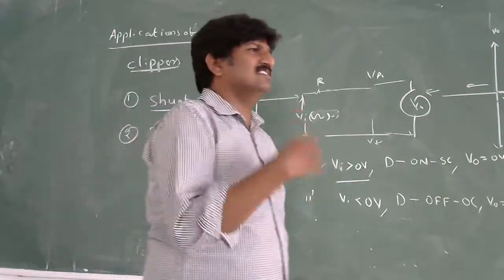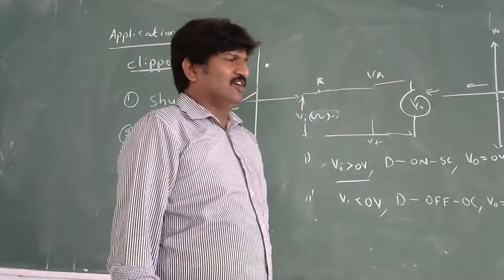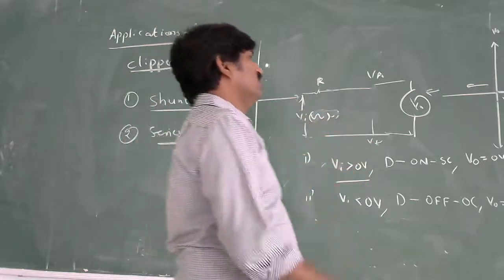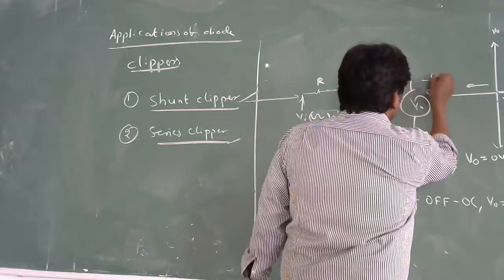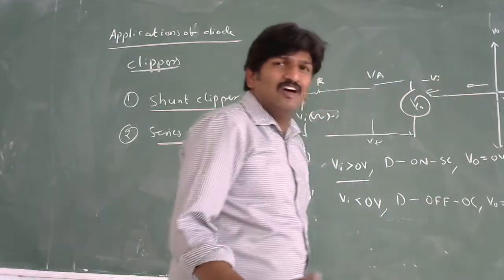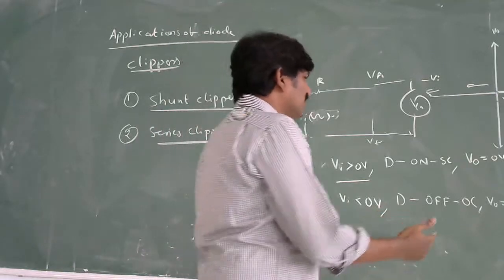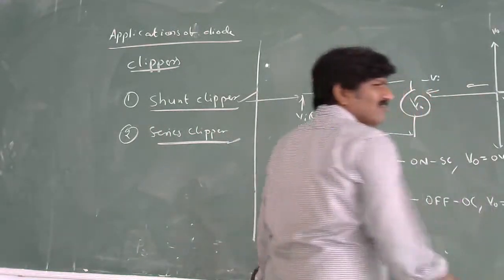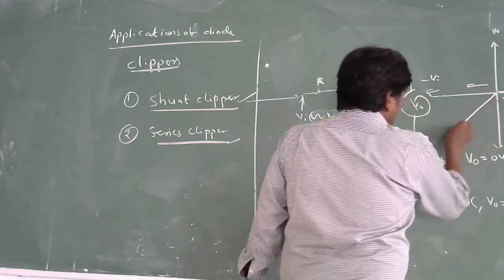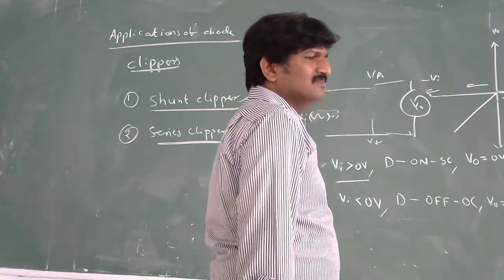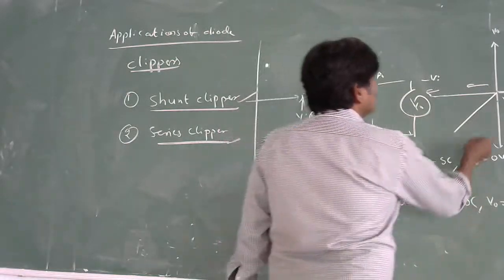What is less than 0? Minus 1, minus 2, minus 3, minus 4, something like that. So it is a negative coordinate system. So Vi is a negative voltage. What is the corresponding output voltage? It is also negative because I stated that V0 is equal to Vi. When Vi is negative, obviously V0 is also negative.